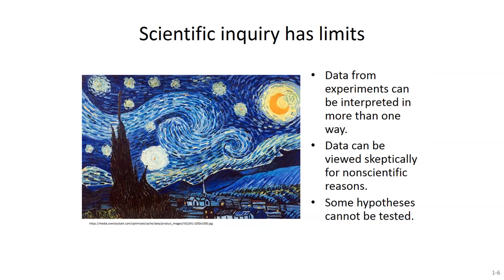And some data can be viewed skeptically for non-scientific reasons. People don't want to believe in global warming, so they choose not to. Doesn't matter what the scientists who have all these advanced degrees and are experts in their field say. If people don't want to believe something, unfortunately, they won't. So there are limits to science and scientific inquiry. That wraps up chapter 1.